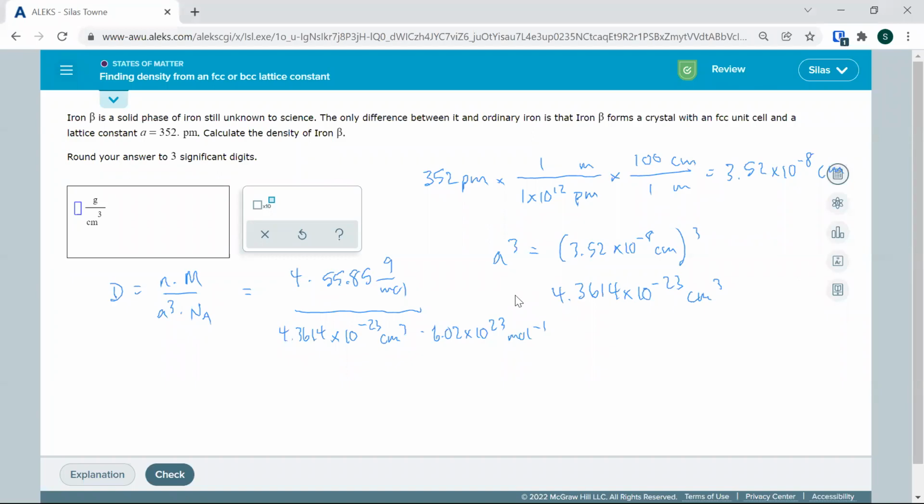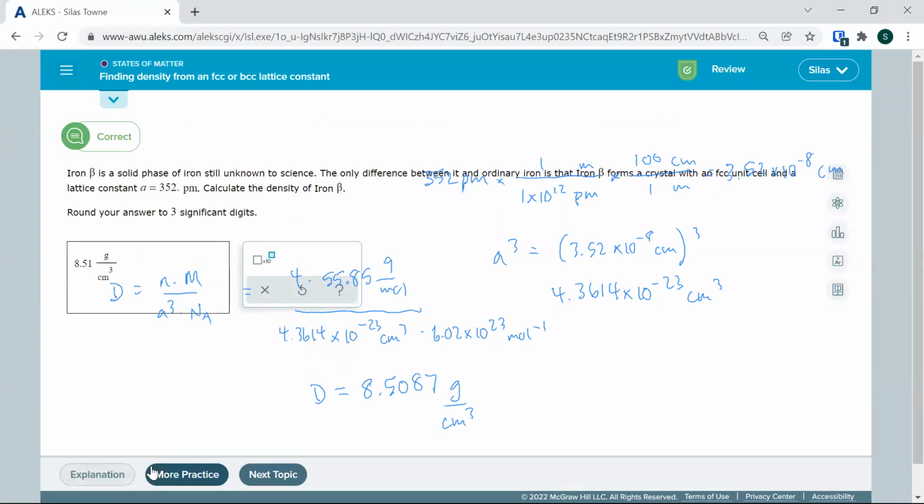And I get the density is equal to 8.5087 grams per centimeters cubed. Now I see 3 significant figures, so I'm going to say 8.51. There we go. Okay, so using this formula is the key, recognizing if it's FCC or BCC, and it really gives us this link of, right, how well an atom packs, its molar mass, and how that applies to density.